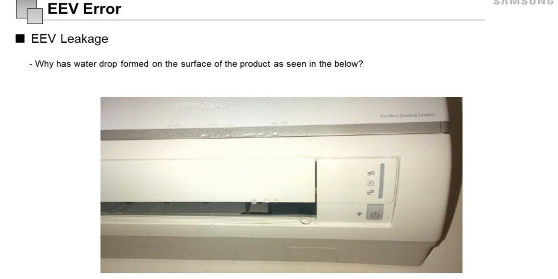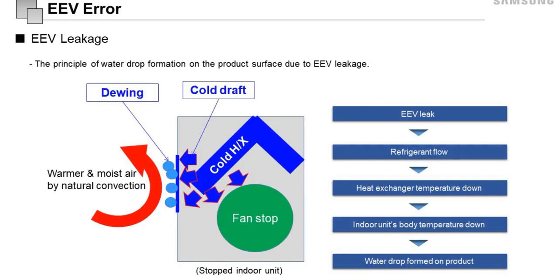And, let's take a look at the next slide and see why water drop forms on the surface of the product. This shows the principle of how water drop forms on the product surface due to EEV leakage. So, we need to know why EEV leakage happens?